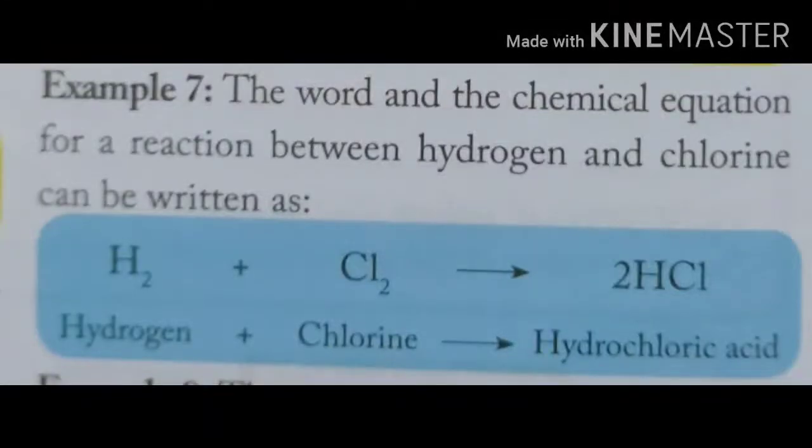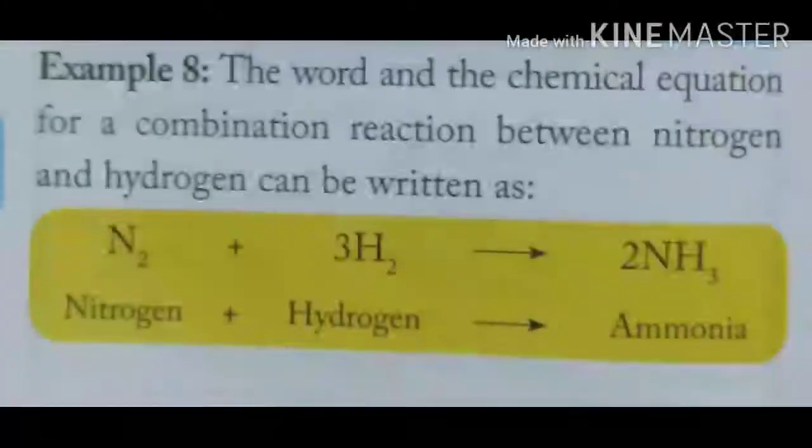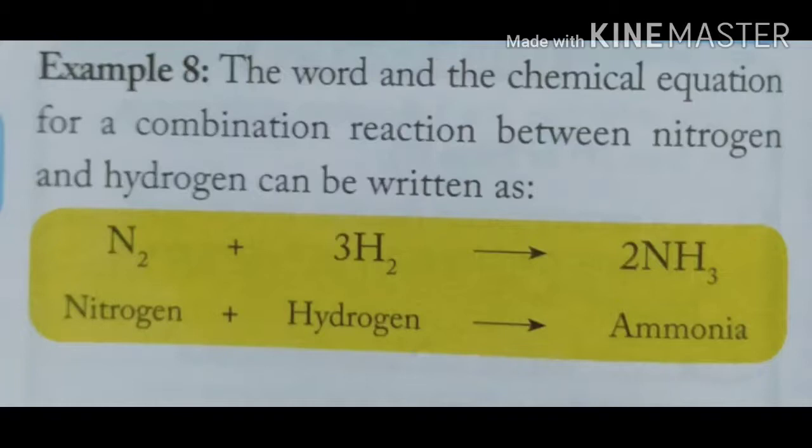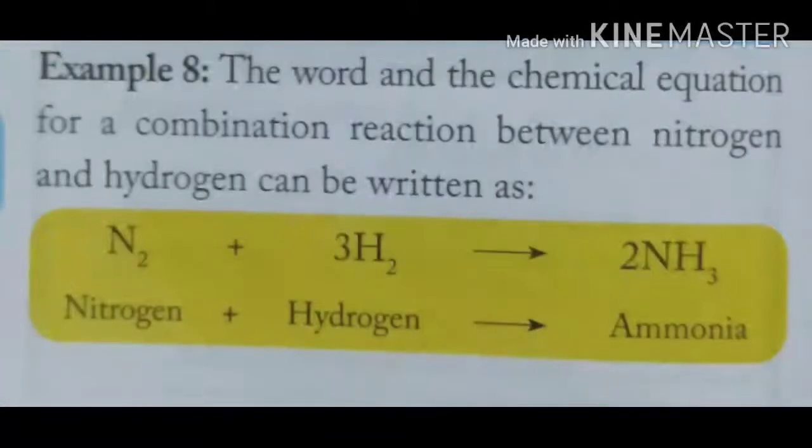And moving to the eighth example, the word and chemical equation for the combination reaction between nitrogen and hydrogen forming ammonia, that is N2 plus 3H2 gives 2NH3. Nitrogen and hydrogen are the reactants and ammonia is the product. I think you all understood the topic of chemical equations.